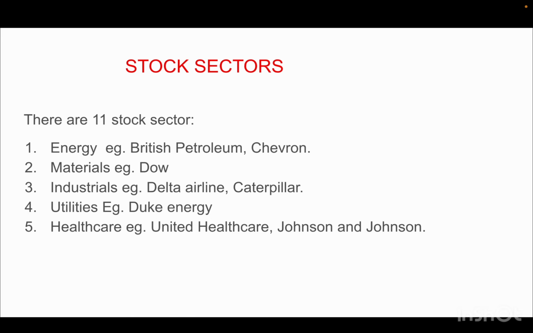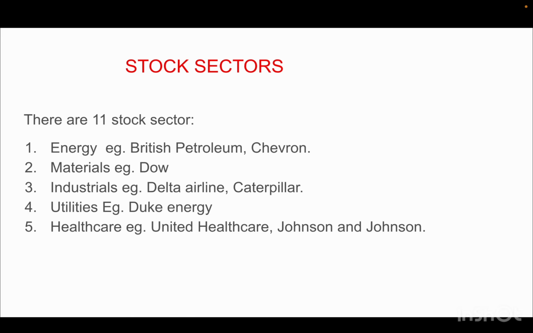The industrial sector includes companies that manufacture airplanes, defense products, electrical equipment, and they are also involved in aerospace and transport industries. So we have Delta Airlines, we have Caterpillar, which manufactures construction equipment. You have American Airlines, you have JetBlue, and so on. Mostly the airline stocks.